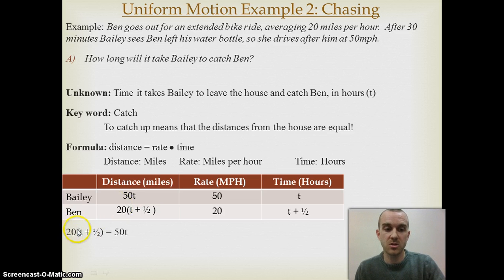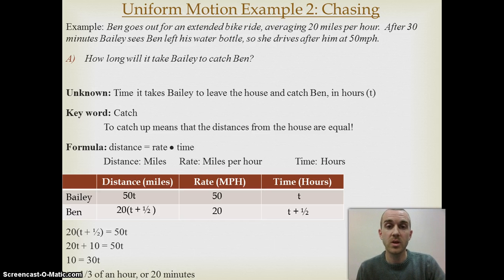Now to solve this, we distribute the 20, and that gives us 20t plus 10 equals 50t. We want to get t on the same side, and then we divide by 30. And we get 1/3 of an hour, which is about 20 minutes. So it would take her about 20 minutes to catch up with Ben riding his bike, which would make sense since she's going over twice his speed.